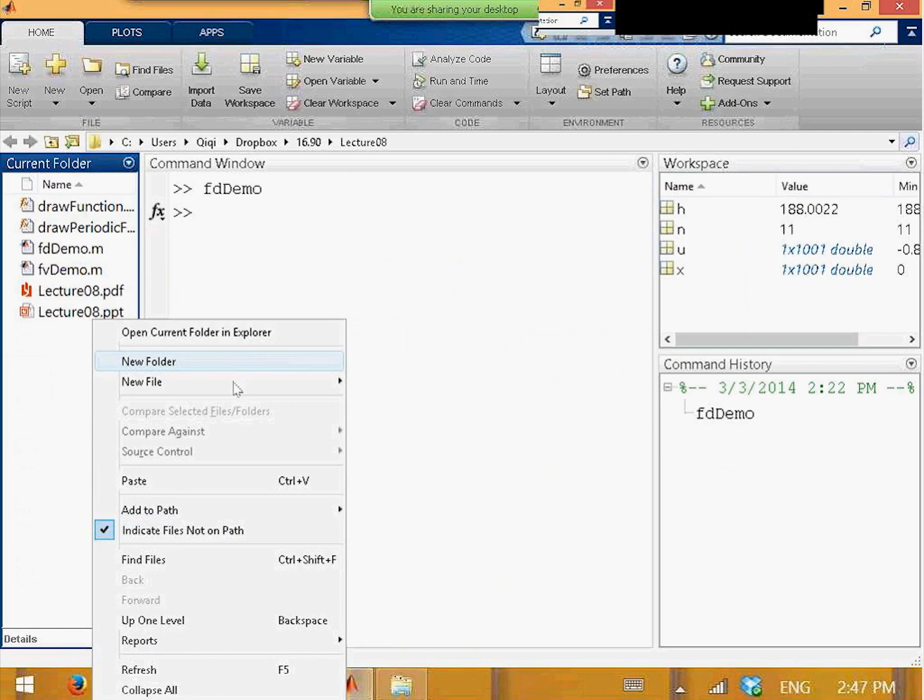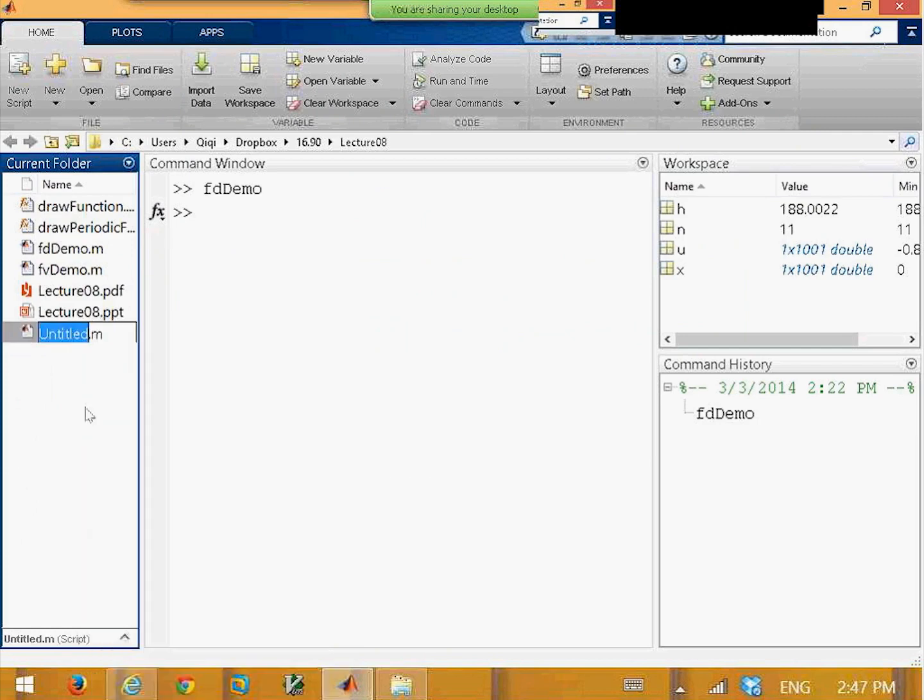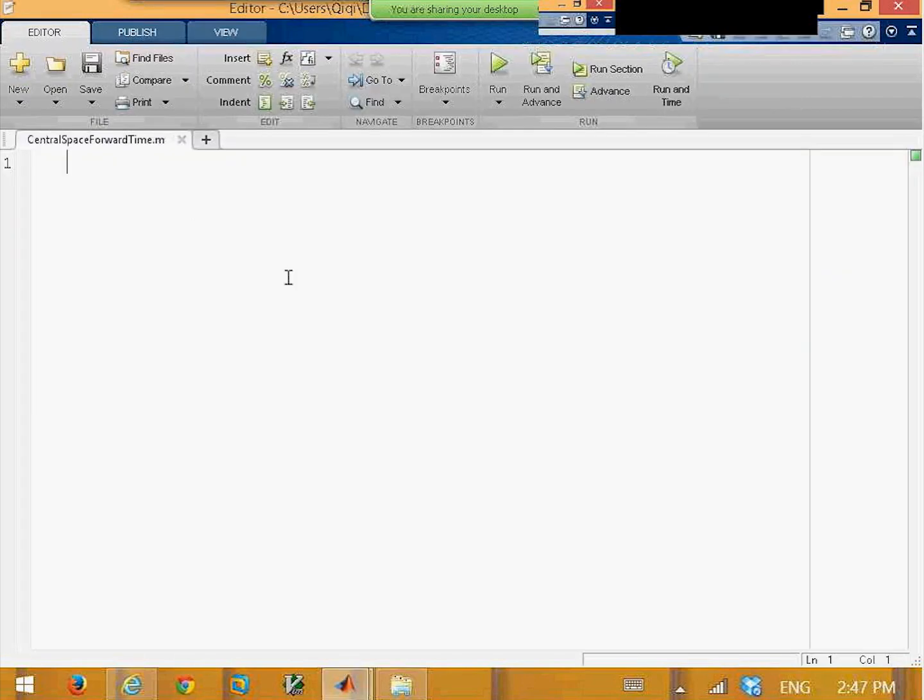So I'm going to make a new file, a script, called central space forward time. I'm going to set up my number of grid points. Let's just use 100 grid points in space. Because I have a domain from 0 to 1, my delta x is equal to 1 divided by n. So this is my delta x.